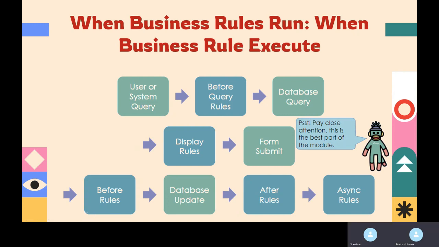If you see, there are two colors of boxes, one green and one light blue. These are the backend executions, but these are the types of business rule: before query rule, display rule, before rule, after rule, async rule. So these are the business rule types, the way business rules can be written in the ServiceNow system.